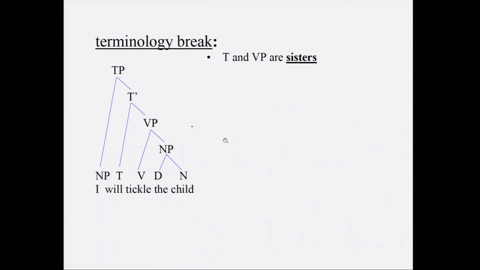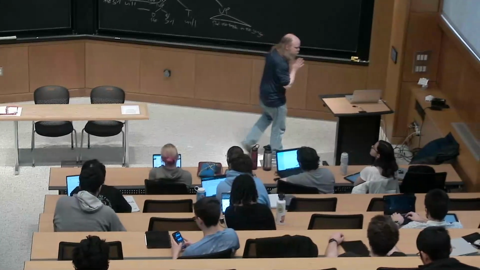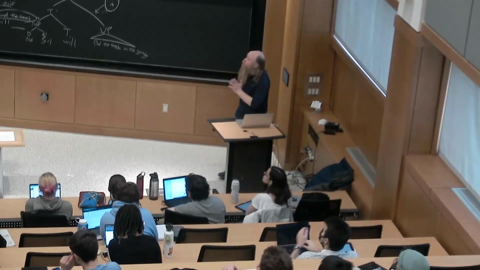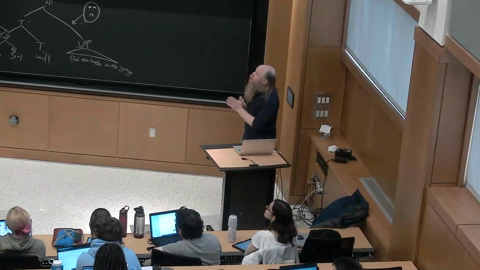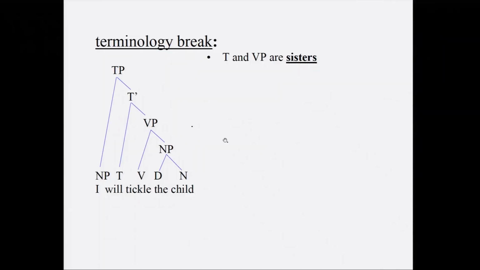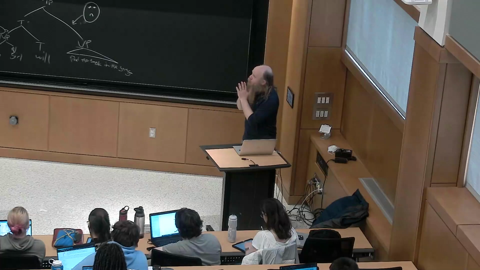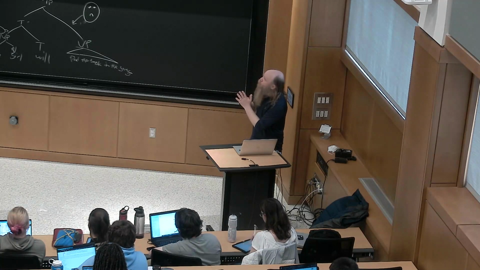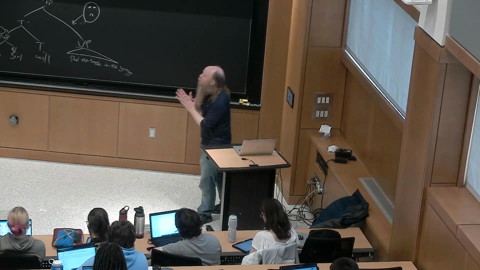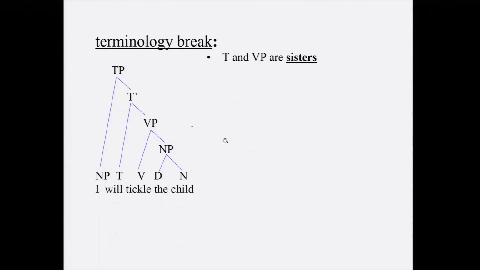Because we're almost out of time, let me talk quickly through some terminology, and then I'll let you guys go. First bit of terminology. When people are talking about trees, they often use feminine kinship terminology to talk about relationships between nodes in the tree. So if I want to say something like, I will tickle the child, we have pairs of nodes that were merged together to form larger objects. Like in this tree, we merged the T, will, with the verb phrase, tickle the child, to form the T bar that's just above them, yeah?